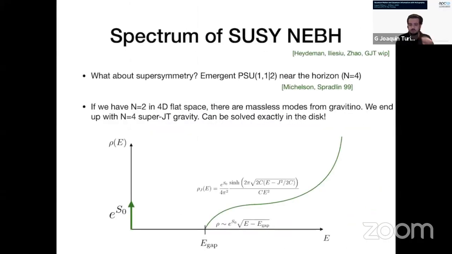Let me mention quickly some work in progress where we repeat these calculations for a near-BPS black hole in 4D. In that case, the theory in the throat is N=4 super JT, and this can be solved exactly on the disk, and it has a density of states that looks like this. It actually does have a gap, and it has a delta function at extremality. We thought that's very interesting because this is consistent with the calculations that people did in string theory. This is the exact density of states, and it would be nice to understand this better.